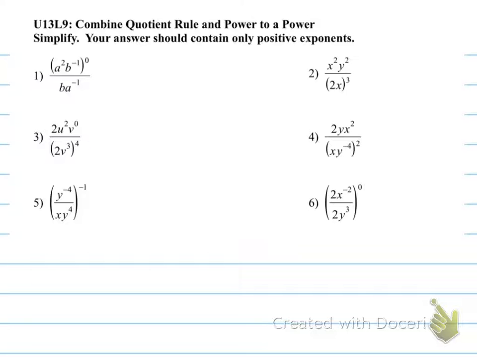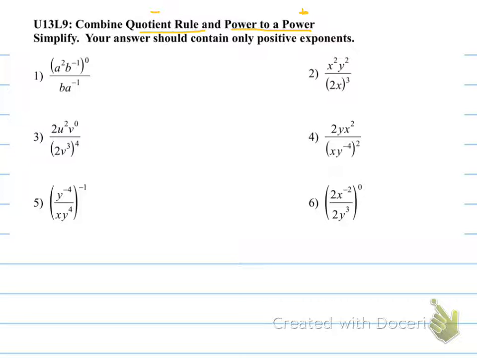Alright guys, we're diving into lesson 9. In lesson 9, we're going to combine quotient rule and power to a power. So remember, quotient rule means we're dividing, and when we divide, we subtract our exponents. Power to a power is when we have our parentheses and we multiply exponents. Okay, so let's go ahead and start with number 1.